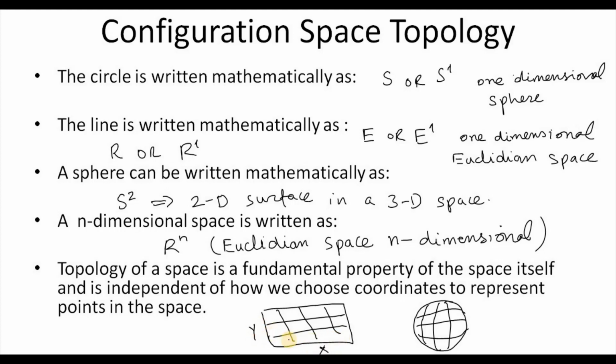For example, here you represent x, y. Here you can represent latitude and longitude. So the coordinates that you choose to represent your configuration space have nothing to do with the shape of the configuration space itself. So these two things are independent of each other. You can also use the xy coordinates for the sphere, and we shall see later how.